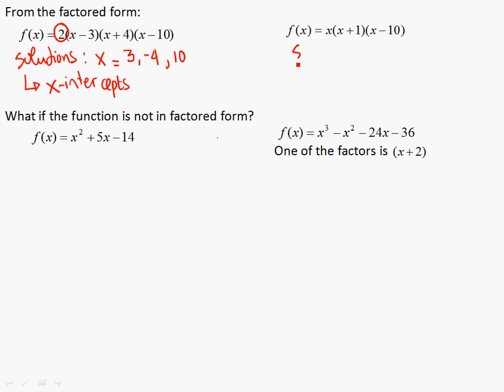Okay, on this one, what are my solutions here? -1, +10, and 0. Okay, don't forget the 0. We're good? Alright. So how do you find solutions if they're not in factored form?